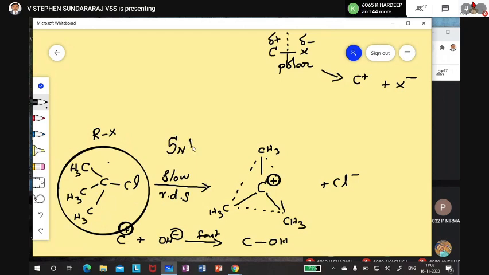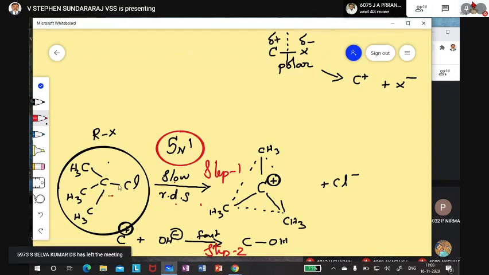SN1 reaction taking place in how many steps? This is first step and second. This is step 1. This is step 2. So SN1, that is why I told you why SN1, because in the slow step, the rate determining step, only one molecule is involved. It is breaking the bond, by vibration, breaking by heating or catalyst or whatever it is doing.